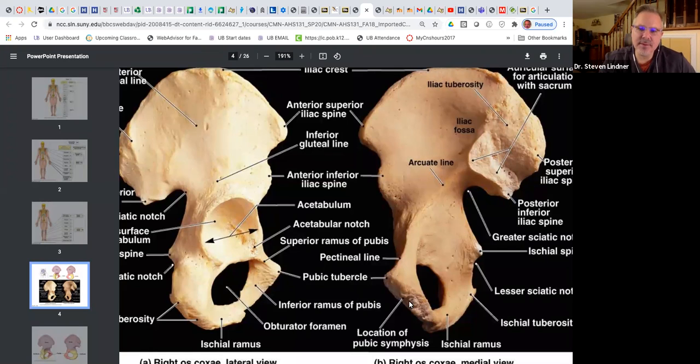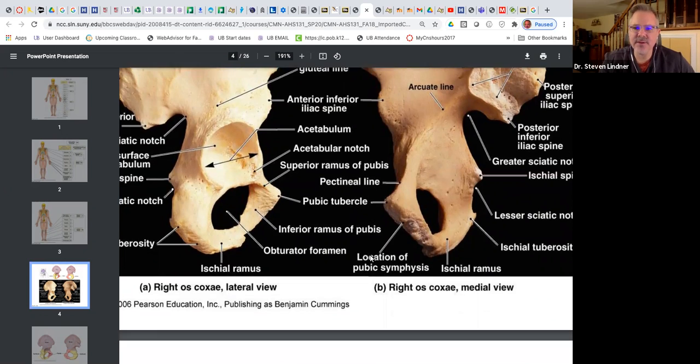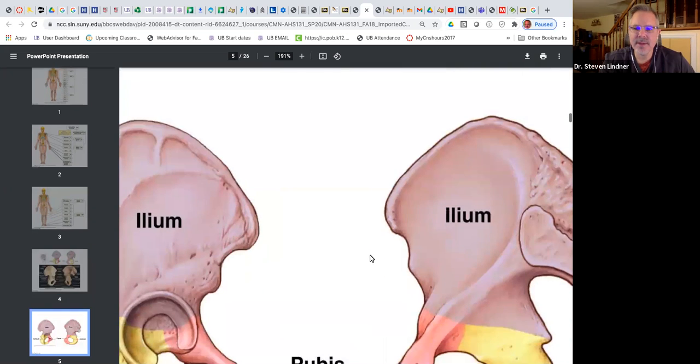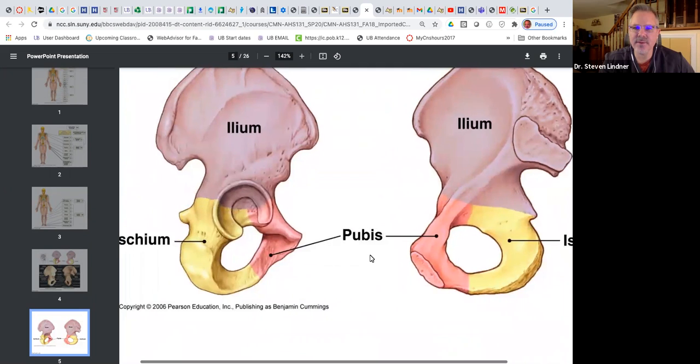Here's the pubic bone, and the medial section of that is the location of the pubic symphysis. What does that look like? We'll get to it in a second. Let's just move forward again. Let's just do a quick review.